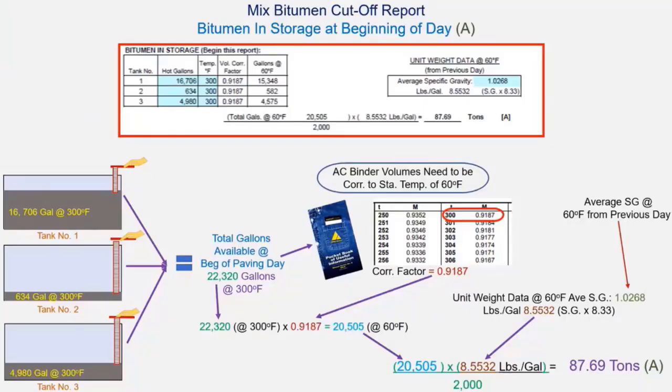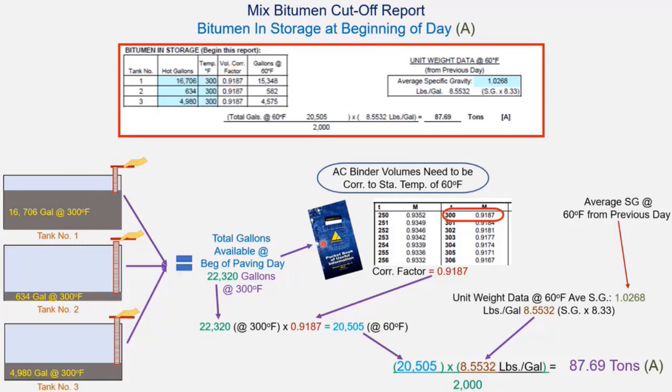The first one here is the beginning of the day. The contractor is going to want to, as I mentioned earlier, stick the tank. That's going to tell them how many hot gallons they have. A lot of plants have several tanks full of mix, and they want to get readings from all of them. This is actually the first section of the cutoff report. They enter all those hot gallons in there, and they know the temperature.